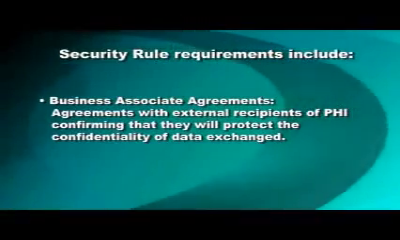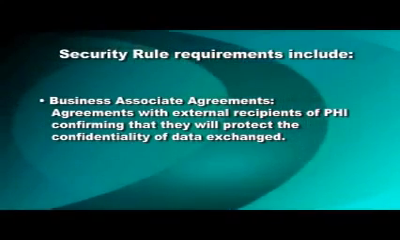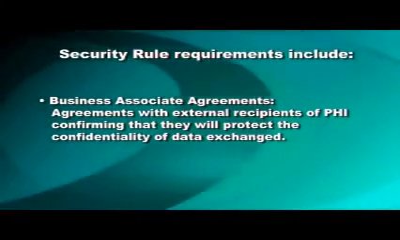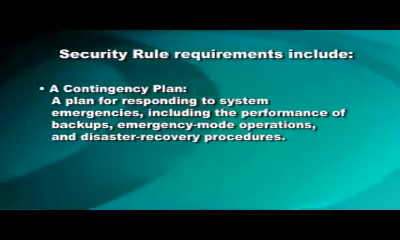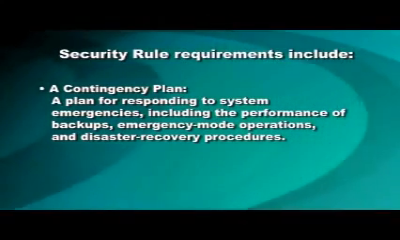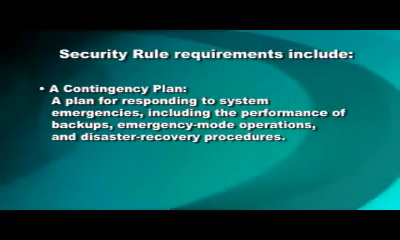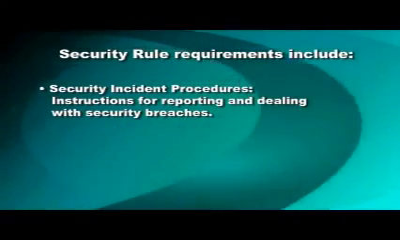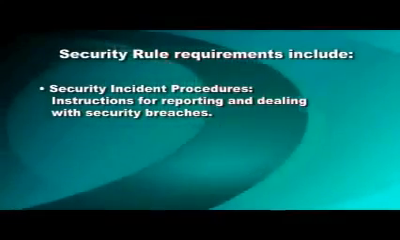Business associate agreements: agreements with external recipients of PHI confirming that they will protect the confidentiality of data exchanged. A contingency plan: a plan for responding to system emergencies, including the performance of backups, emergency mode operations, and disaster recovery procedures. And security incident procedures: instructions for reporting and dealing with security breaches.